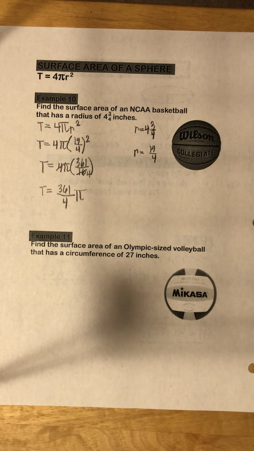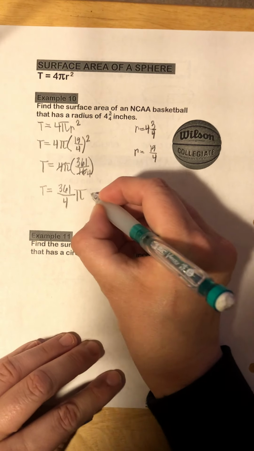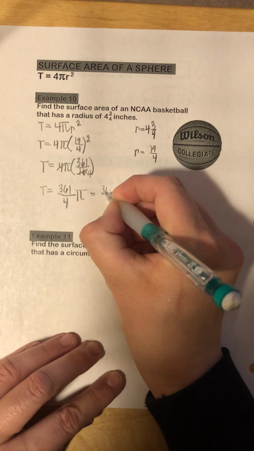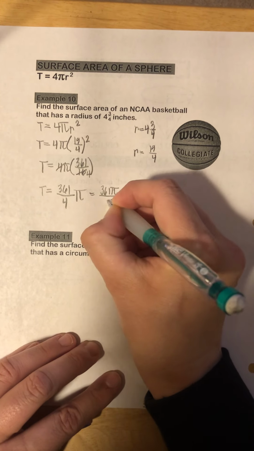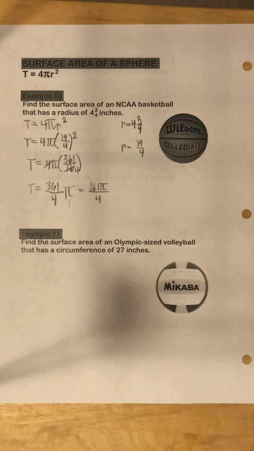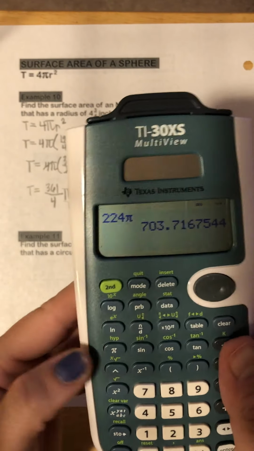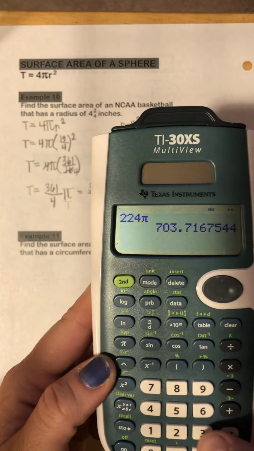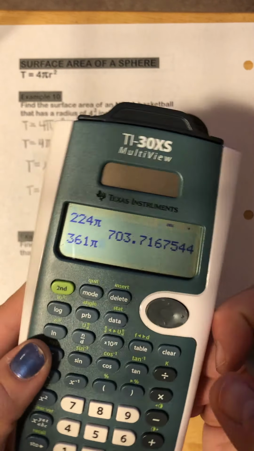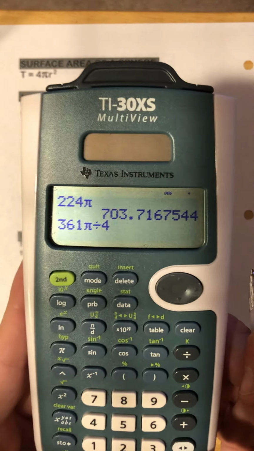But let's use a calculator. And actually, I personally prefer to go ahead and put that pi in the numerator. I like the way it looks better because that's the same thing, right, as pi over 1. But let's use a calculator and see what this equals. Let's see, so 361 pi divided by 4.